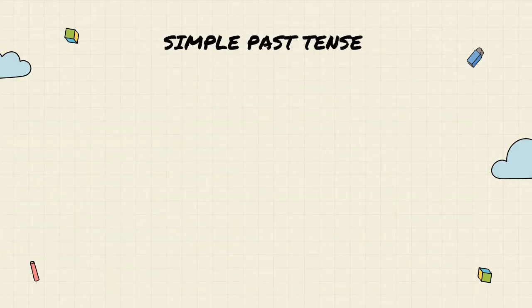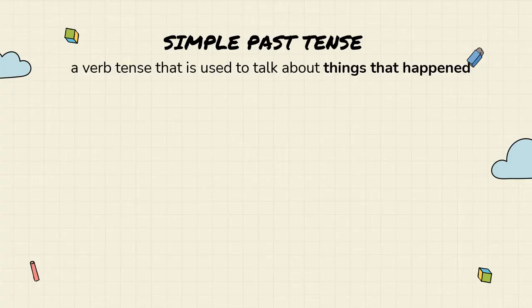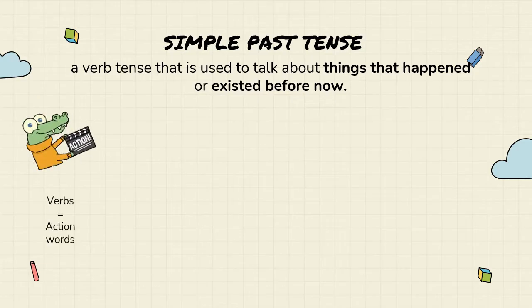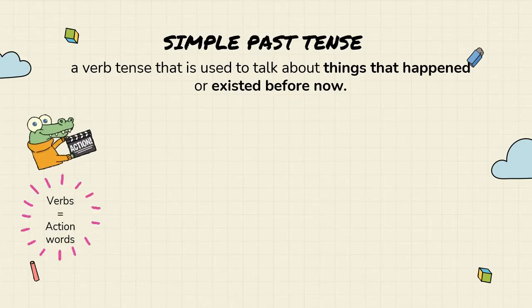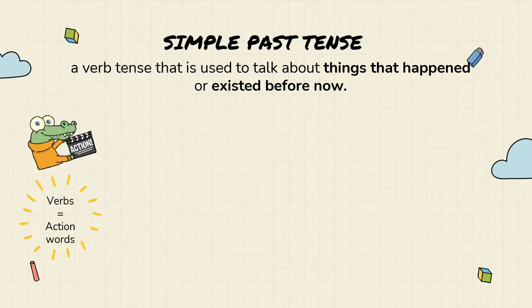We have learned about simple past tense in the previous lesson. Now, let us do some recap. What is simple past tense? It is a verb tense that is used to talk about things that happen or existed before now. Always remember about verbs. And what are verbs? They are action words.